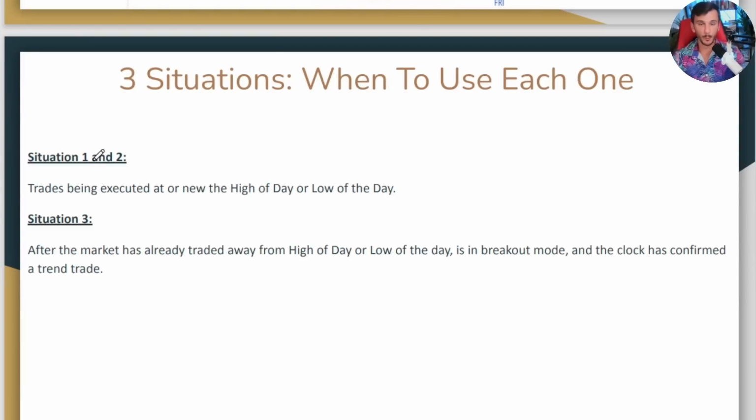Situation 1 and 2, when do you actually use these different kinds of situations? What's their practical application? Trades being executed at or near the high of the day or the low of the day. That's for situation 1 and 2. Situation 3 is after the market has already traded away from the high of day or the low of the day. Sometimes you'll notice that, like I said, your trade is already in process.